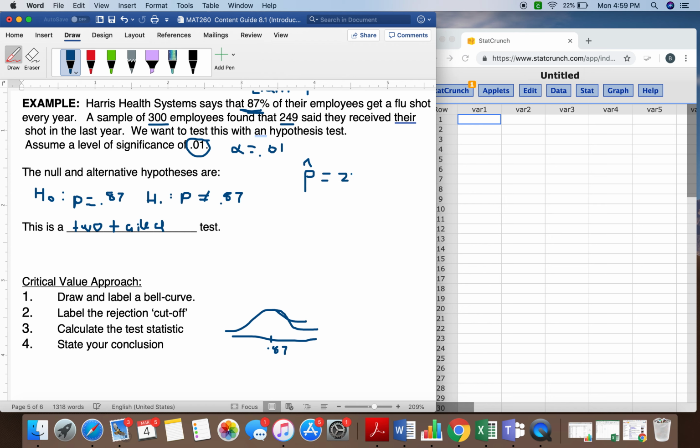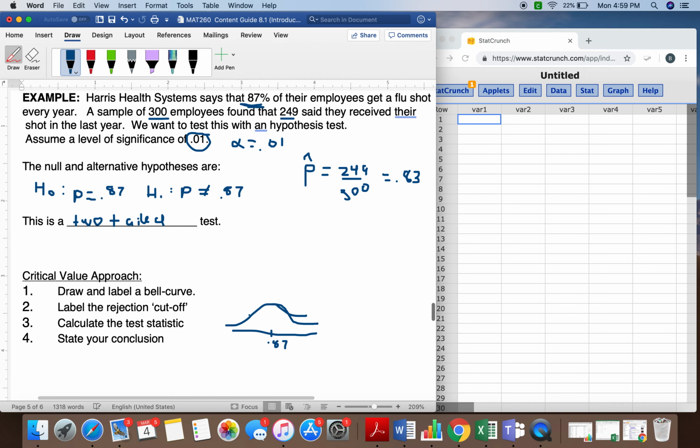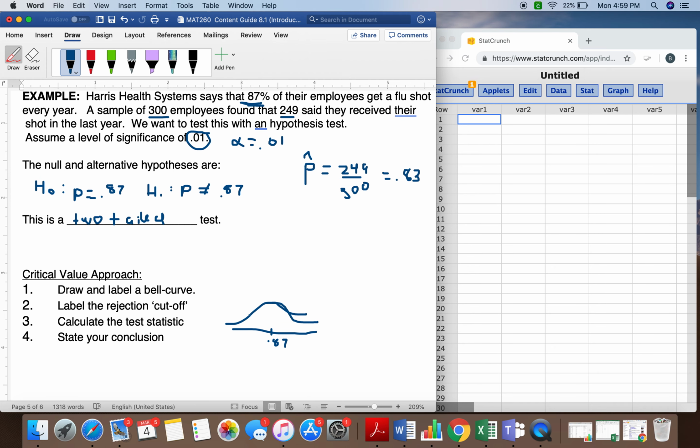So 249 over 300, which we found before, is 0.83. So we want to see if the 0.83 will be in our rejection region. So here we have our curve, and we want to figure out what this rejection region is going to be. Because it's two-tailed, it's going to be on both sides.